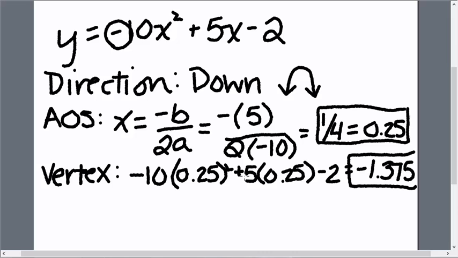Now don't forget that your vertex is always a coordinate point, and coordinate points for us always say what you put in, comma, what you got out. So we plugged in 0.25, or if you want to use 1/4, that would also be okay. We got out negative 1.375. And my lovely ladies and gentlemen, that's all there is to it.